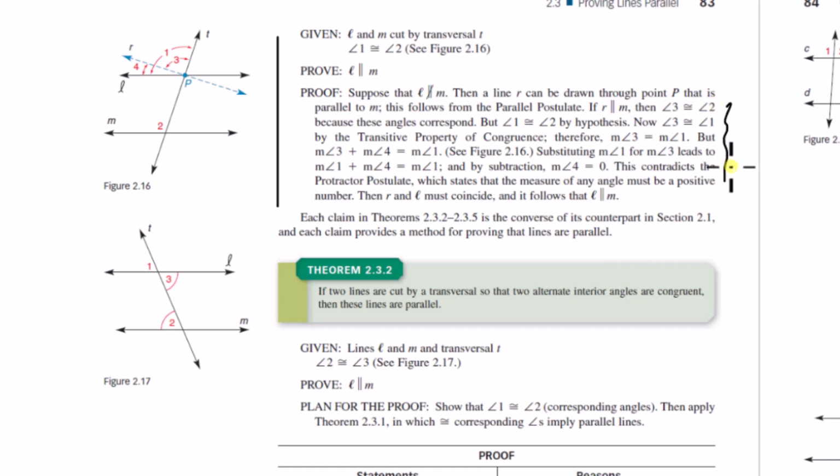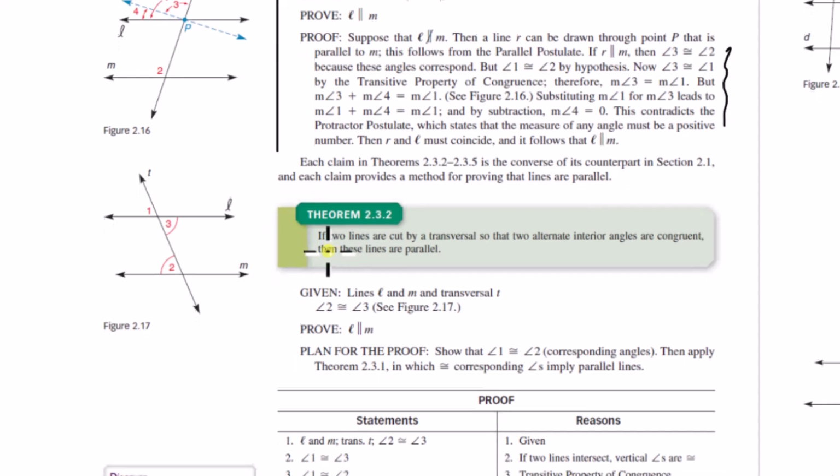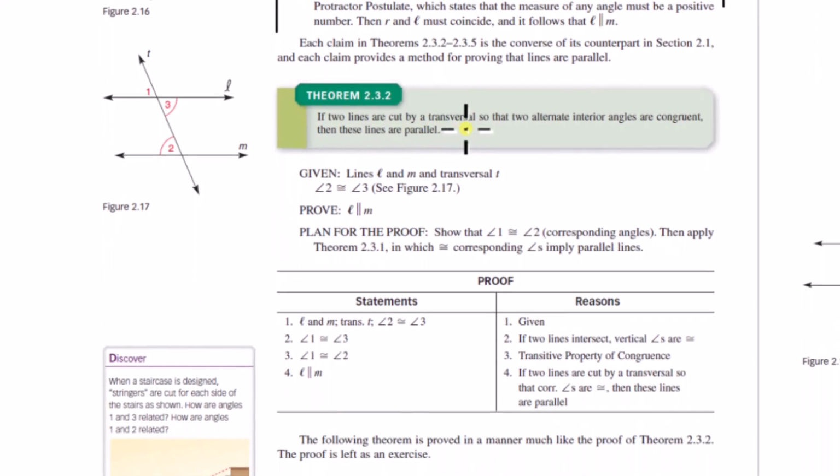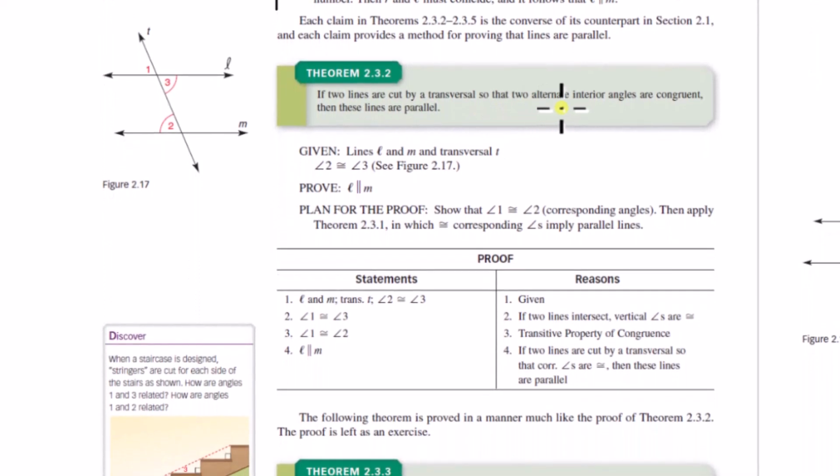Once you show that one pair of corresponding angles are congruent, then the lines are parallel, and we just reason through why that ends up being the case, why that's a natural result. Okay. So now, if two lines are cut by a transversal so that two alternate interior angles are congruent, then these lines are parallel. Same idea.